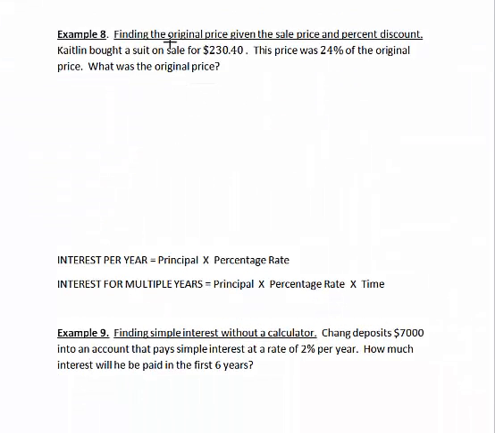Example 8 reads, Caitlin bought a suit on sale for $230.40. This was 24% off the original price. Okay, so this $230.40 is the sale price. This price is after the discount. And so what we don't know is the original price.